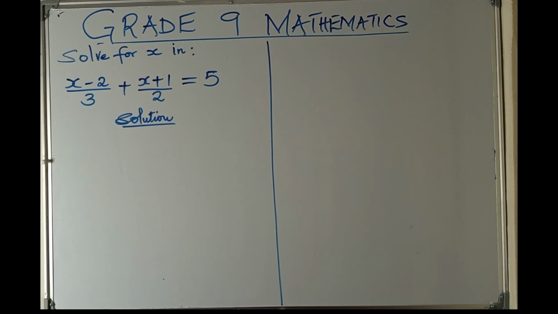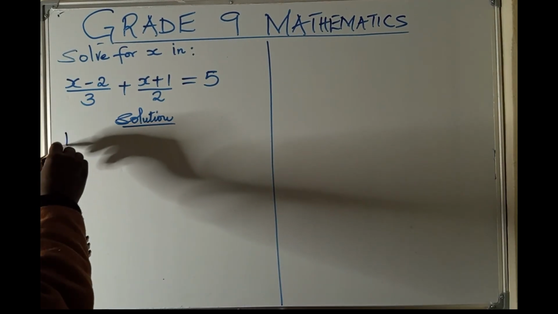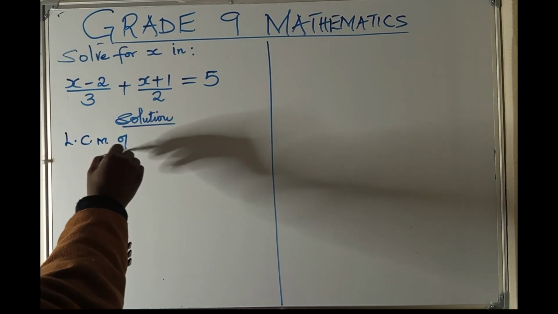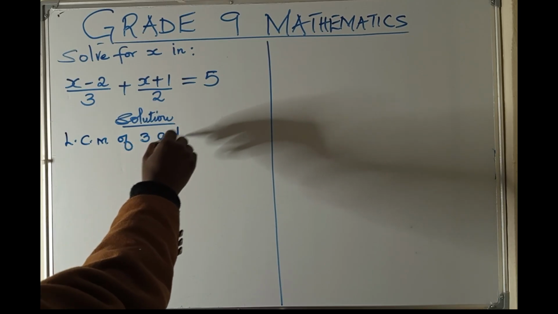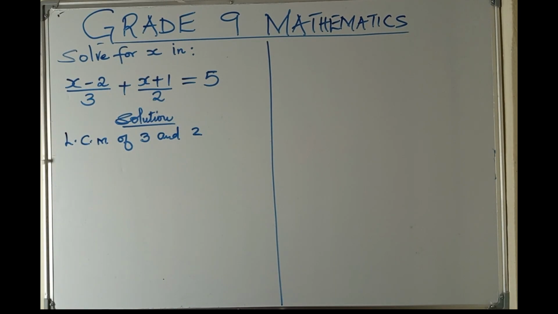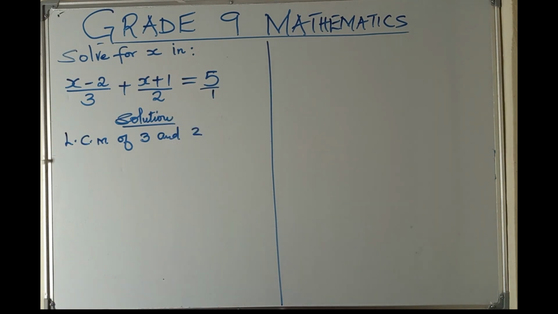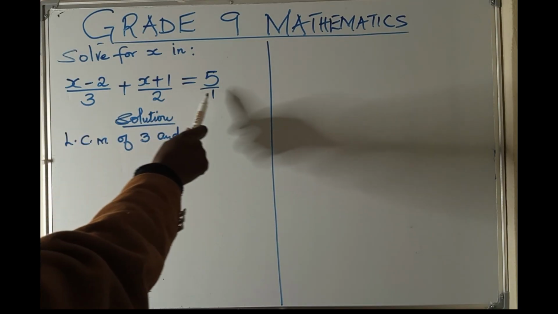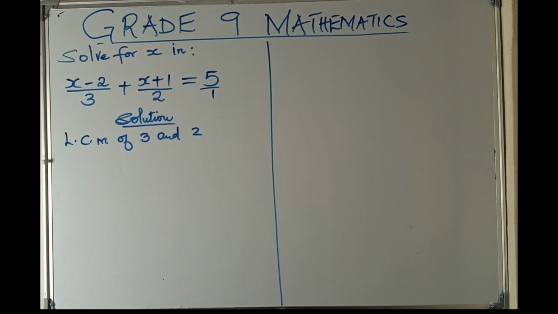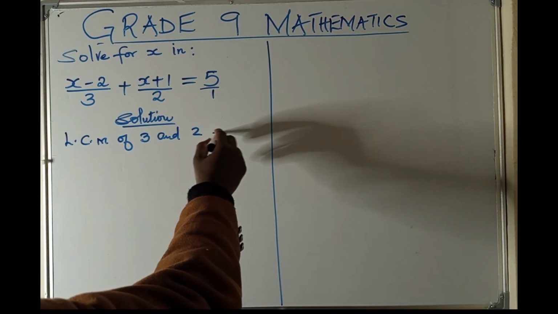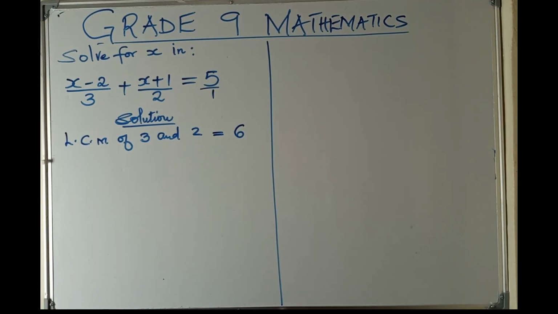Now, this is the correct way of solving this question. First step is ensuring you get the LCM, the least common multiple, of the denominators. Of course, the 5 on the right hand side is the same as 5 over 1. So get the LCM of 3, 2, and 1. What is the LCM of 3 and 2? It is 6.